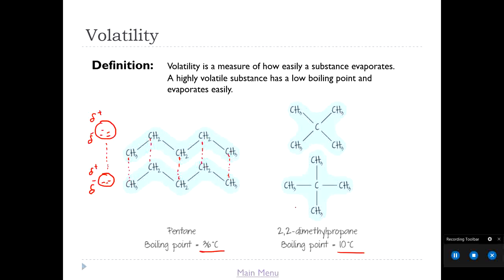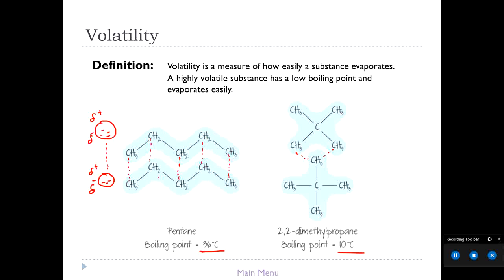Now, with the branched chain one, although it has the same molecular mass, we're not getting those interactions. Because of their shape, they can't line up. And remember, these shapes would actually be tetrahedral. They're not flat in the plane, but they can't line up with each other. So we only end up getting a couple of interactions rather than the many we get with the straight chain alkanes. So branched chain alkanes will have lower boiling points than an equal mass straight chain alkane.